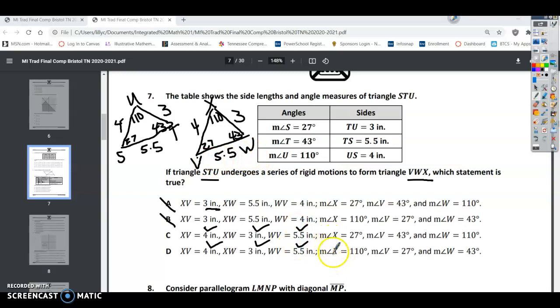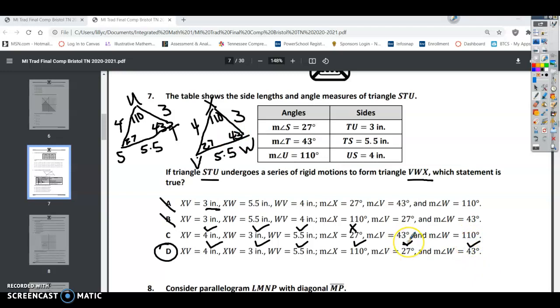And then it says the measure of angle X. The measure of angle X is 110, not 27. So we can see that D is probably the correct answer. V is 27 and W is 43.